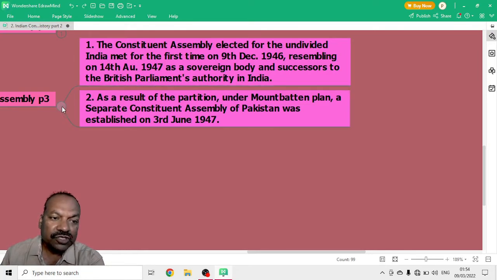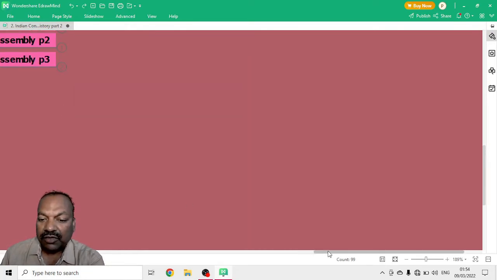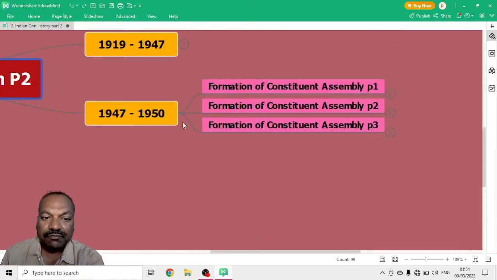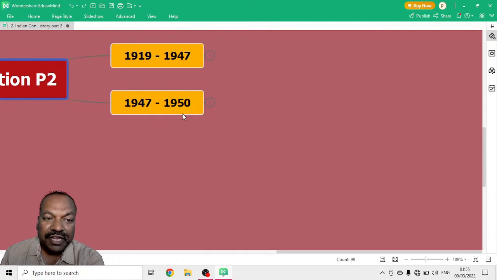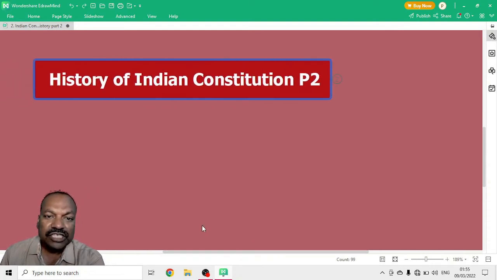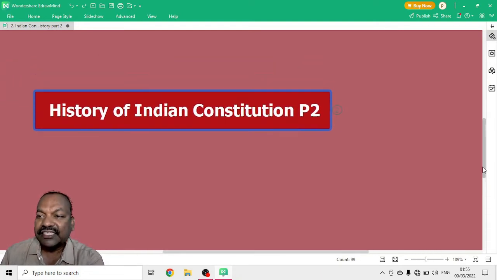So, up till 1947, we have seen in this part 5th, that is sub part 5th and part 2nd. The remaining part is also termed as the making of the constitution, that we will see in our next lecture.